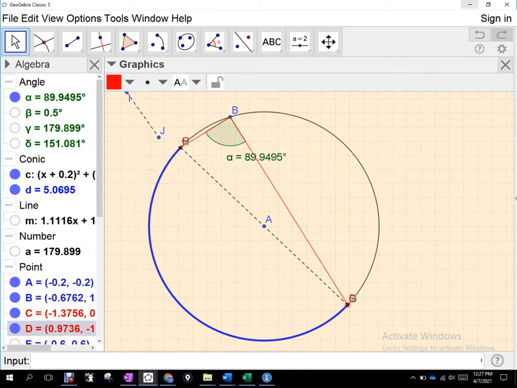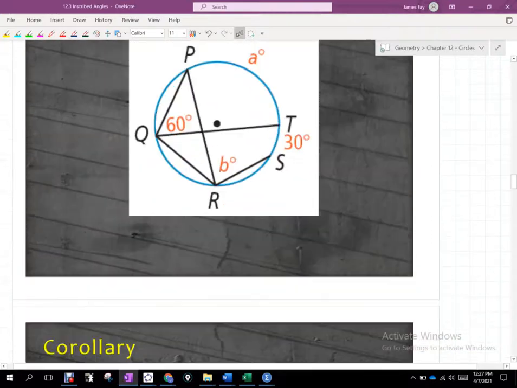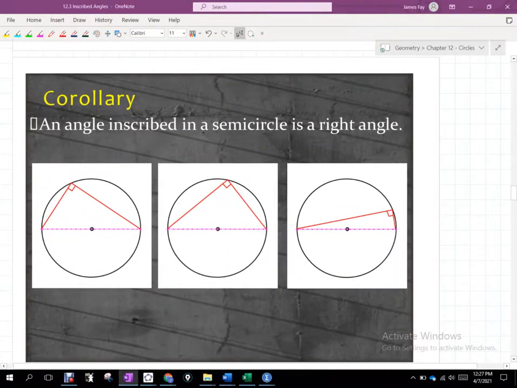So what we end up learning here is that an inscribed angle in a semicircle is always going to be a right angle, because in a semicircle, you always have 180 degrees as the arc.